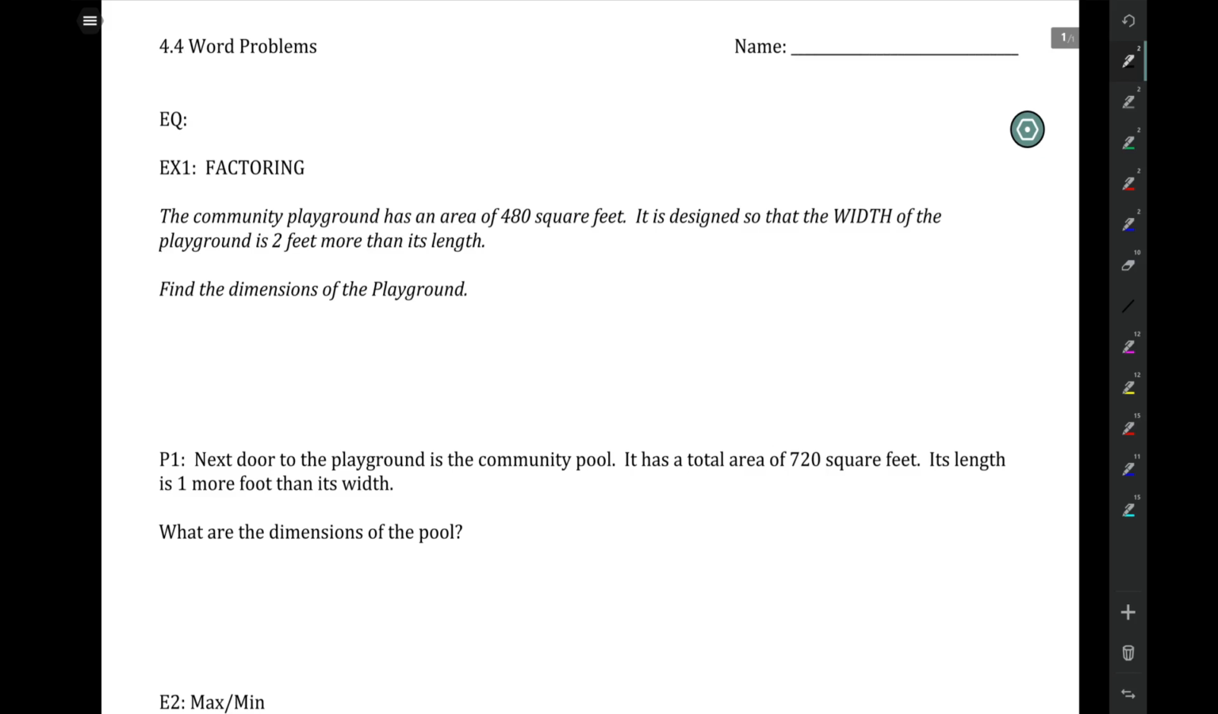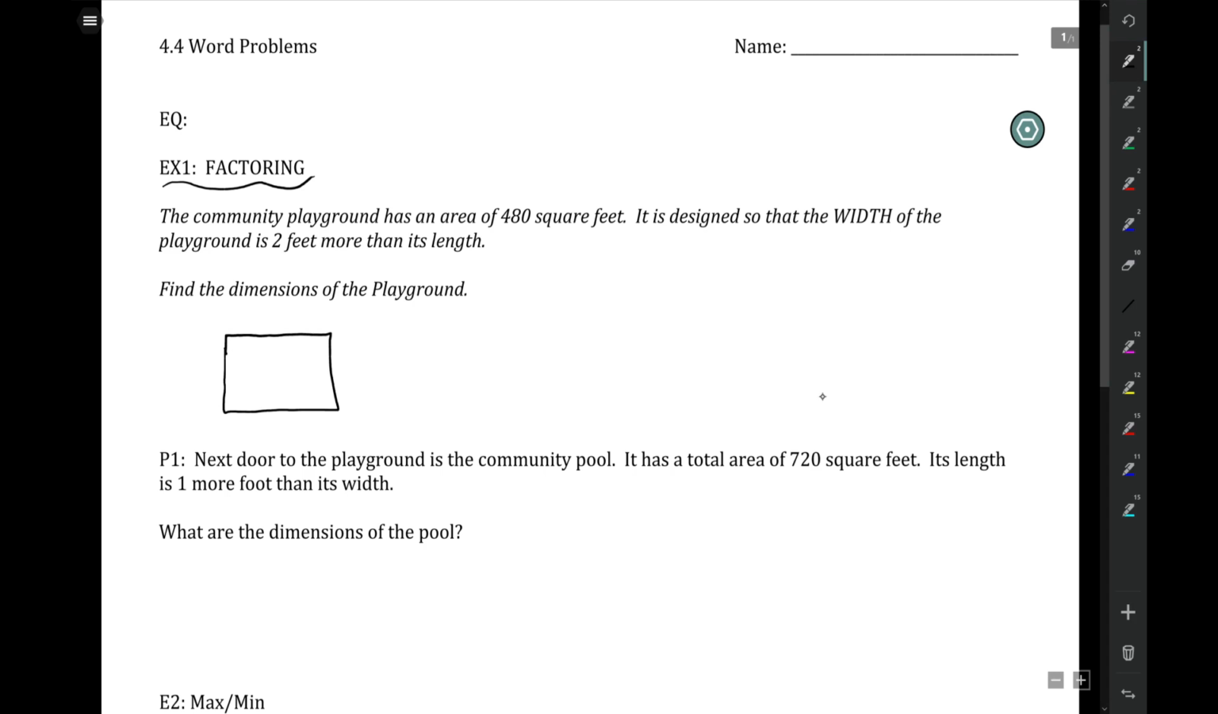Okay, guys, so let's look at the word problems that I expect you to be able to solve for chapters 4.1 through 4.4, and they're really not too bad, okay? So the first type we're going to look at is a factoring type, and it deals with the community playground. The community playground has an area of 480 square feet. It is designed so that the width of the playground is 2 more than its length.